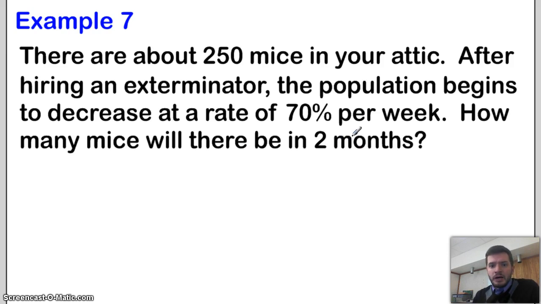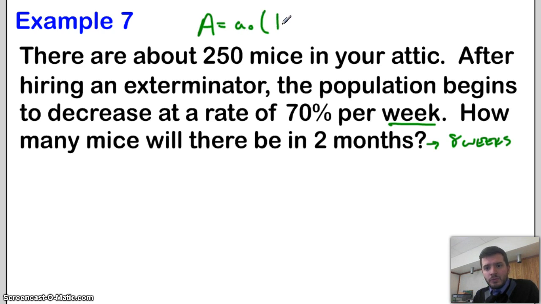Okay, so the first thing is that you see here, it's 70% per week. So we need our time in weeks. So two months is going to be 8 weeks. So that's what I'm going to use for t. Alright, so again, it's decreasing, so we're going to use exponential decay. Again, the formula, just as a reminder, A equals A sub 0, the initial amount, times 1 minus r to the t power.